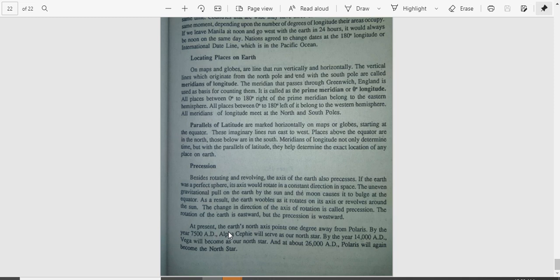The present Earth's north axis points 1 degree away from Polaris by the year 7500 AD. Alpha Cephei will serve as your North Star. By the year 14,000 AD, Vega will become our North Star, and at about 26,000 AD, Polaris will again become our North Star.